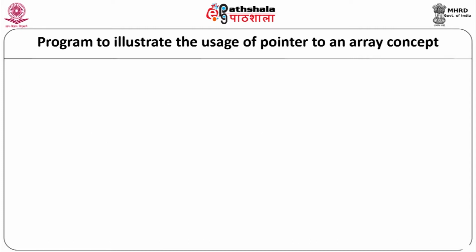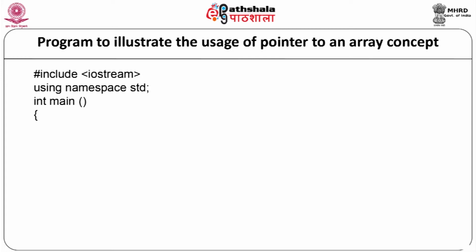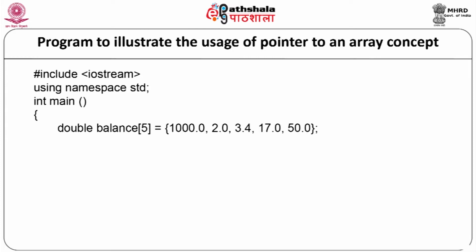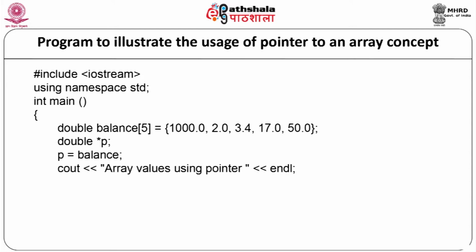Now, let us see a program to see the usage of the pointer to an array concept. We will start with our program: #include <iostream>, using namespace std. We will start with our main function, int main. We will declare and initialize the array here: double balance[5] and in curly braces the initialization as 1000.0, 2.0, 3.4, 17.0, 50.0. double *p; p equal to balance. cout "Array values using the pointer" endl.